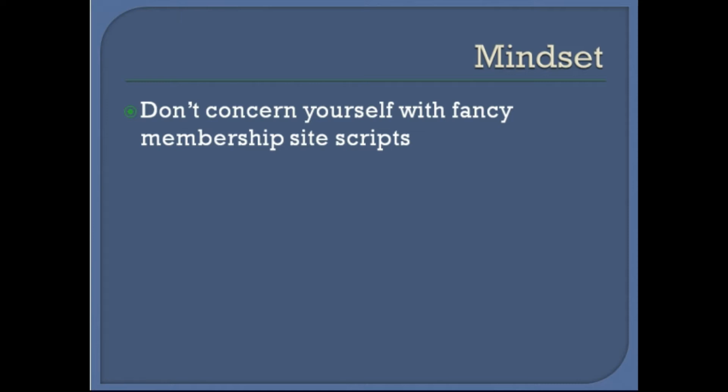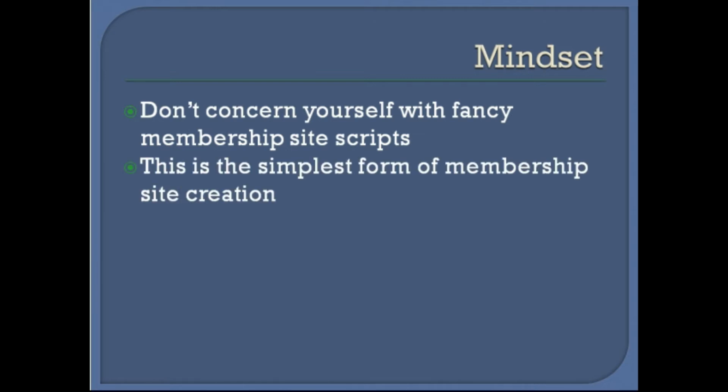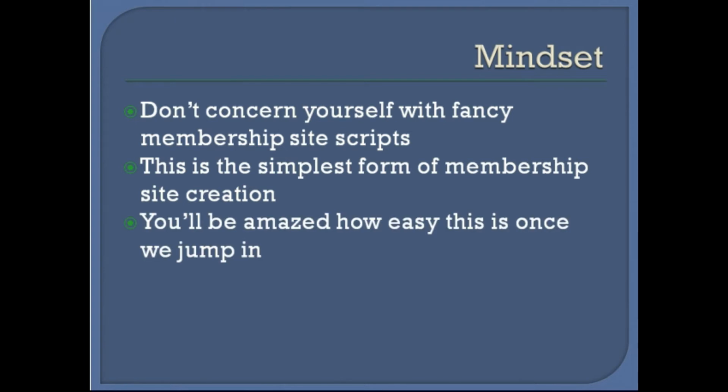So what I want you to do is just think: this is the simplest form of a membership site that you can create. A fixed term membership site integrated with Aweber, GetResponse, or any other autoresponder service. In fact, you're going to be amazed how easy this is once we jump in. And you might even think to yourself, wow, is this really it? So what I want to do instead of talk about it is just jump straight into it, talk about the tools you need, prepare you for everything so that we can begin to implement the fixed term membership site.